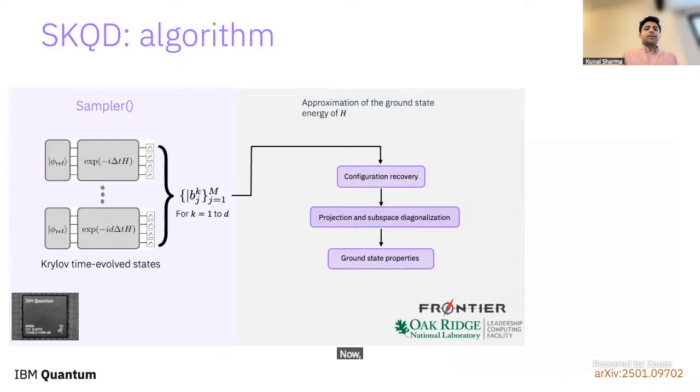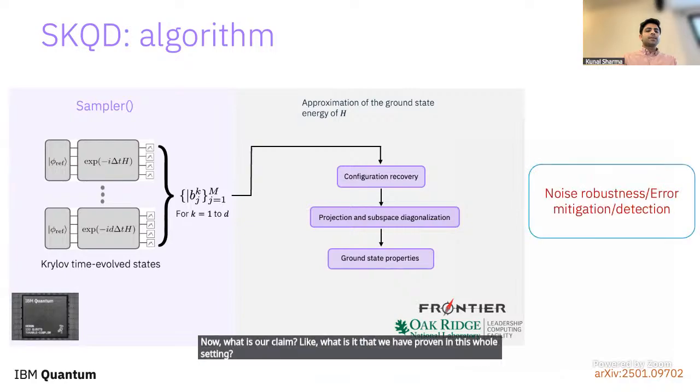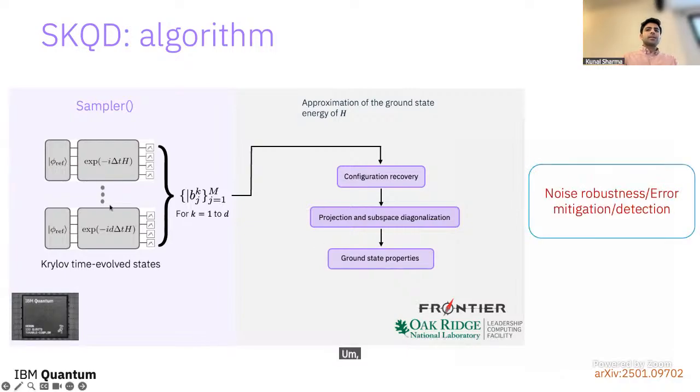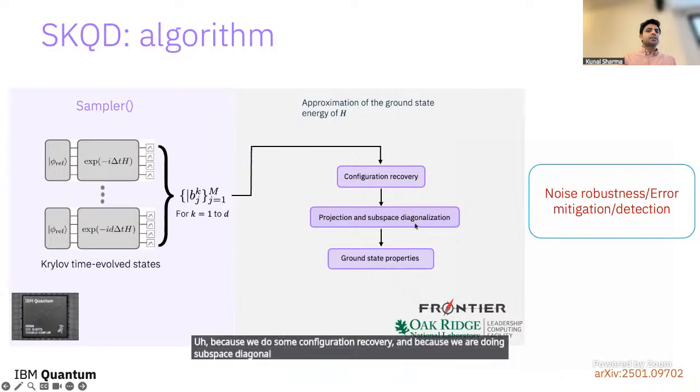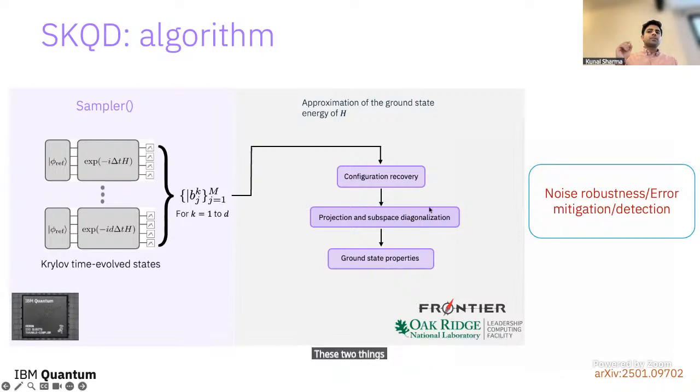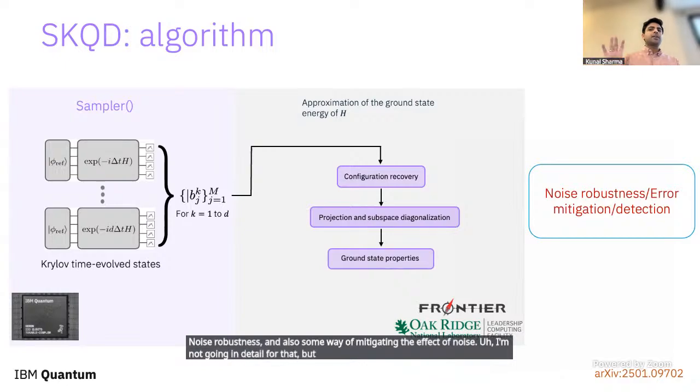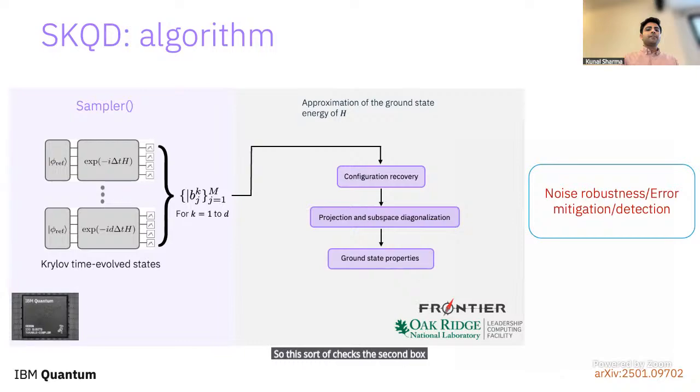Now, what is our claim? What is it that we have proven in this whole setting? And just to say about the second criterion I had, noise robustness: because we do some configuration recovery and because we are doing subspace diagonalization, these two things give noise robustness and also some way of mitigating the effect of noise. I'm not going into detail for that, but if we have time, we can discuss that as well. So this checks the second box I had for making anything a candidate for advantage.